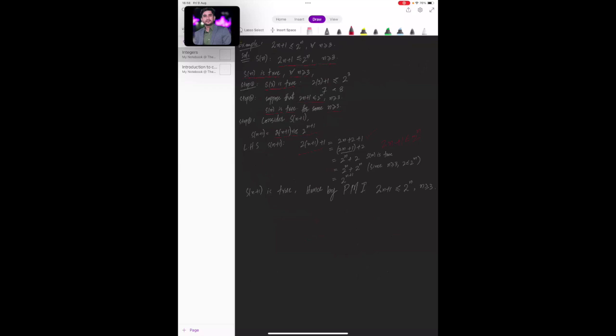And then we can get 2 power n plus 2, again because n is greater than or equal to 3, and where this 2 is less than or equal to 2 power n. So we can again get 2 power n. And then we can write that this is equal to 2 power n plus 1. Hence, this statement for n plus 1 is also true. And then by the principle of mathematical induction, this statement, that S of n is true.